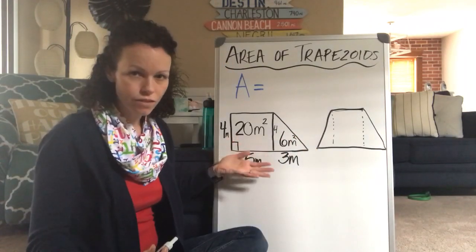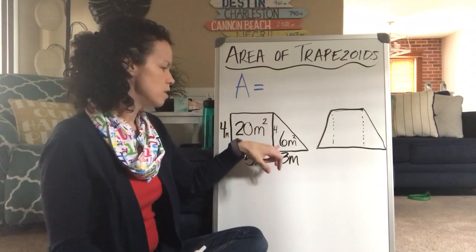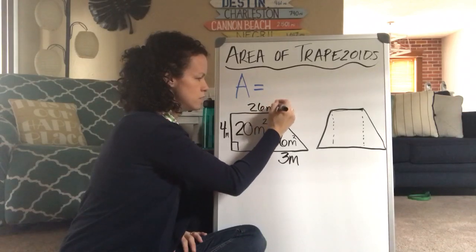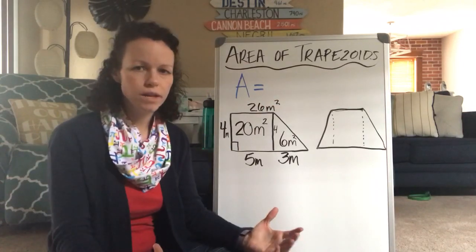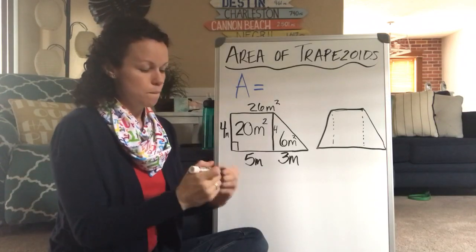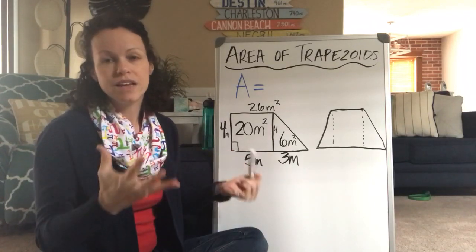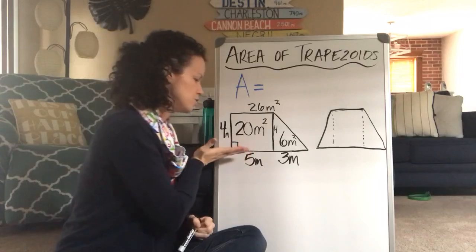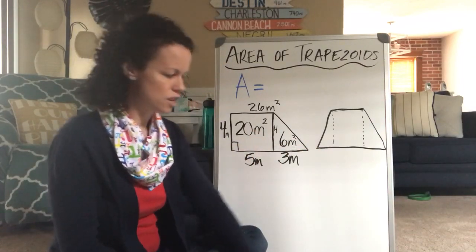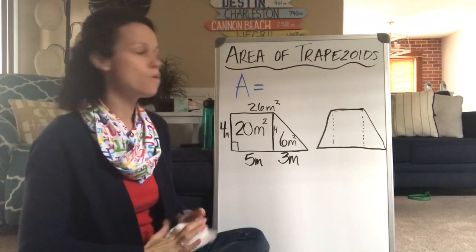So the whole area of this trapezoid would be 20 plus 6. So the whole thing would be 26 meters squared. So if you can break it into shapes that you know, you're welcome to do that. The problem is you're not always given all the measurements. Sometimes you're just given this whole bottom part and it's not separated into the pieces that you need. So let's take a look at what to do when that happens.